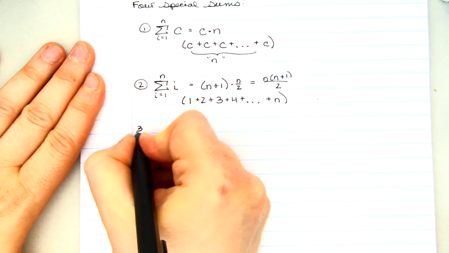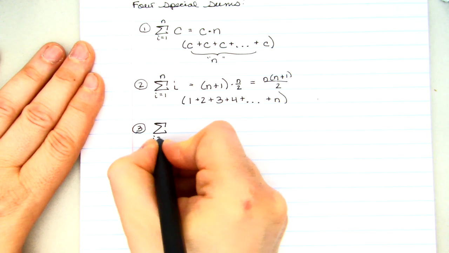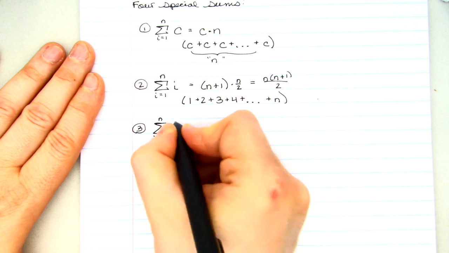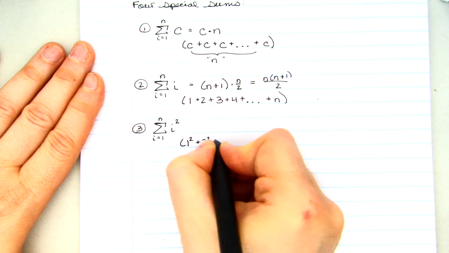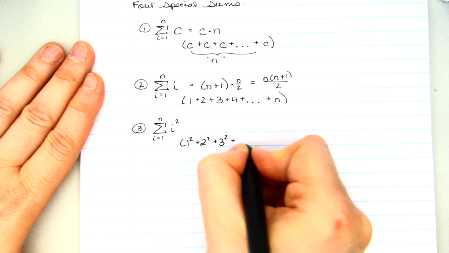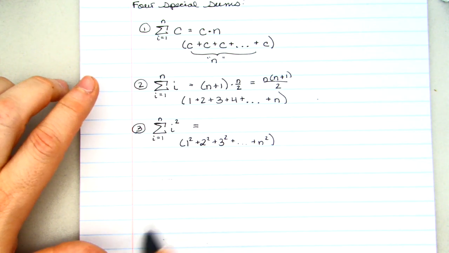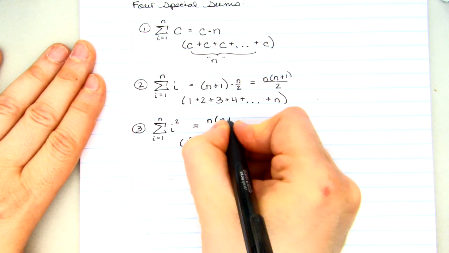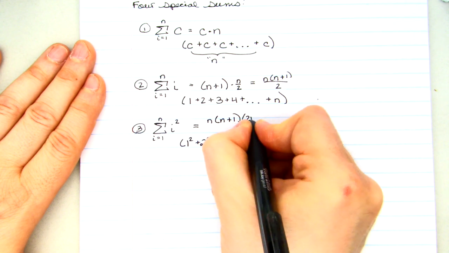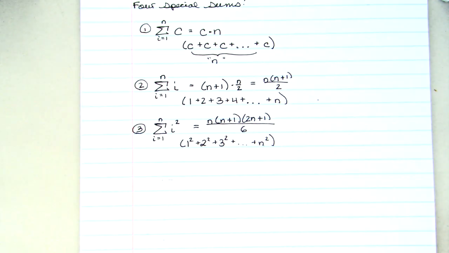Number 3. If I want to do the sum as i goes from 1 to n of i squared, which is like asking you what's 1 squared plus 2 squared plus 3 squared up to n squared. I don't have a great story for this one. It's just a formula that can be proven using some mathematical logic. It's n times n plus 1 times 2n plus 1, divided by 6.